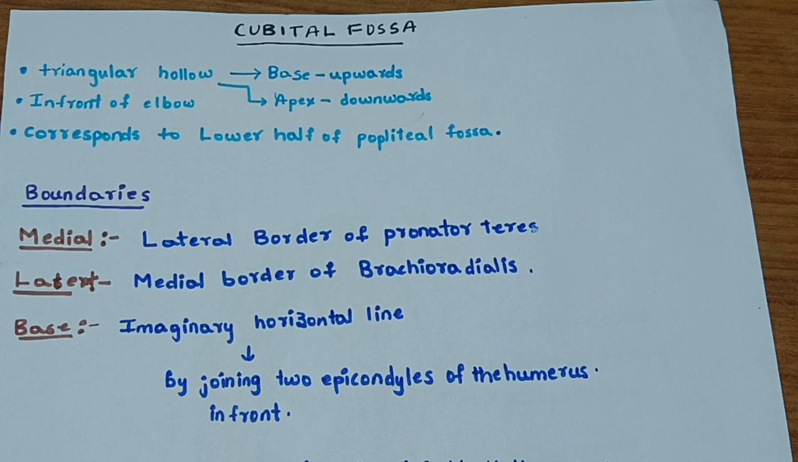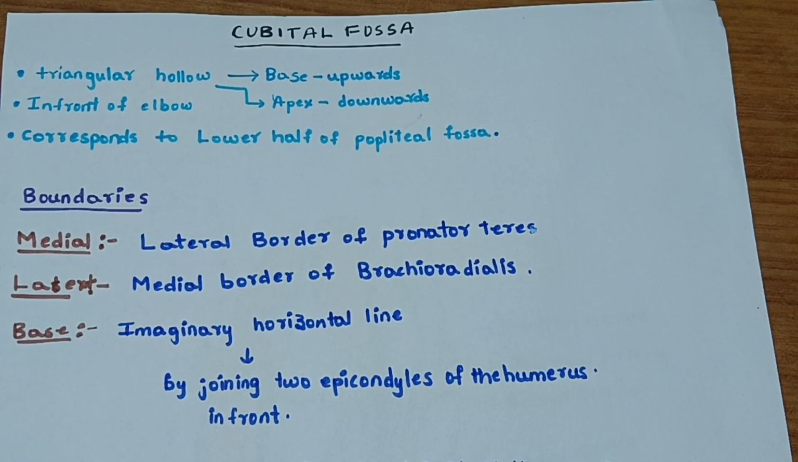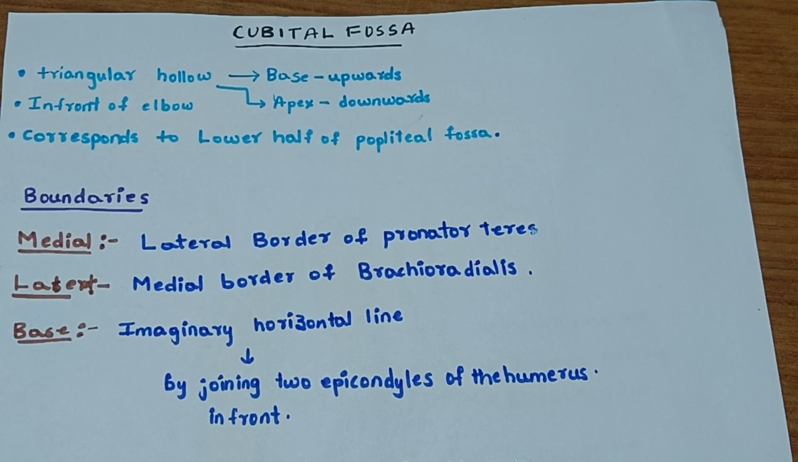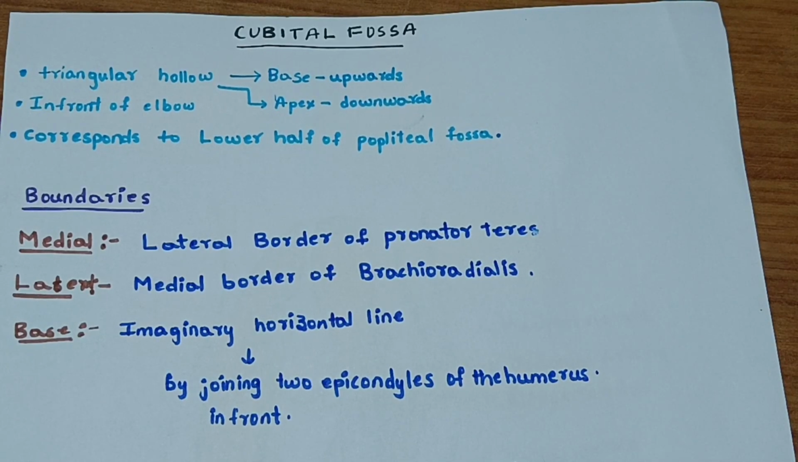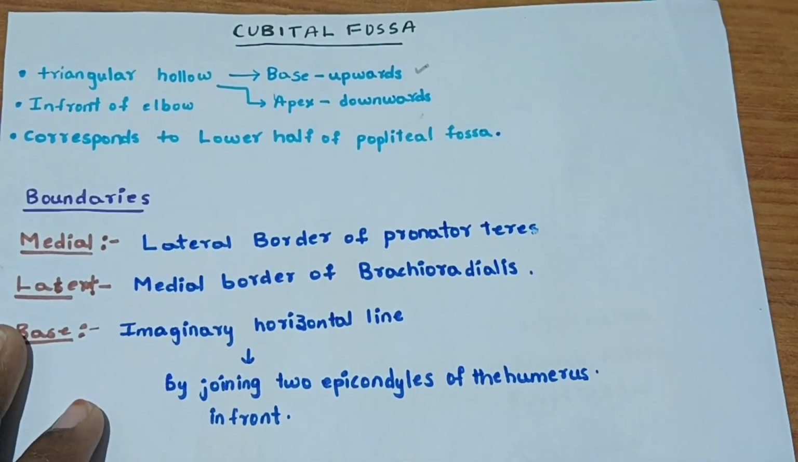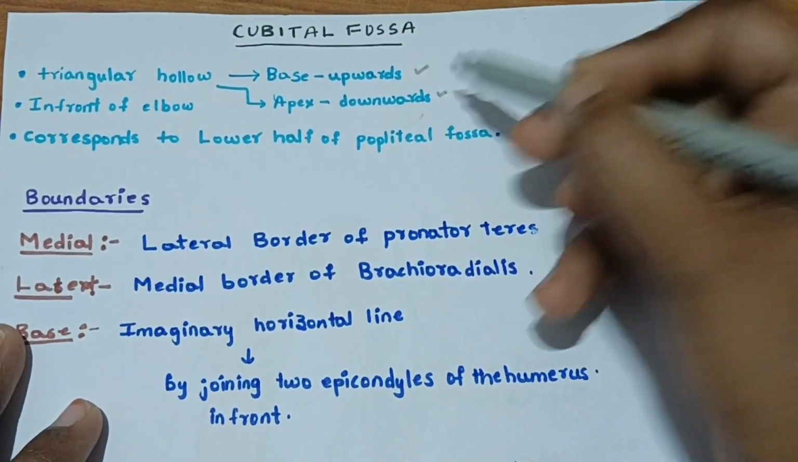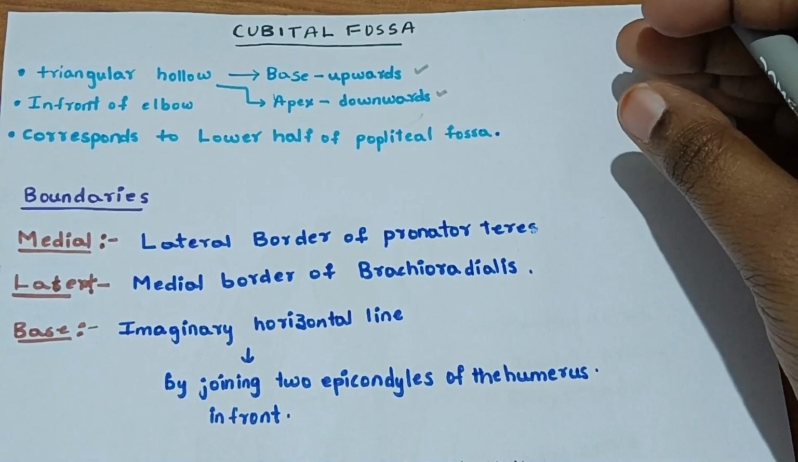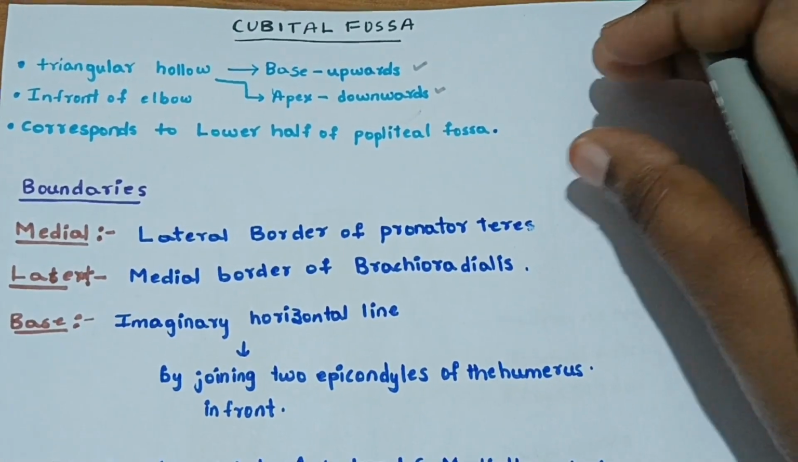Today we are going to discuss cubital fossa. What is cubital fossa? It is a triangular hollow space that is present in front of the elbow. It contains a base and an apex. The base is present upwards and the apex is present downwards.